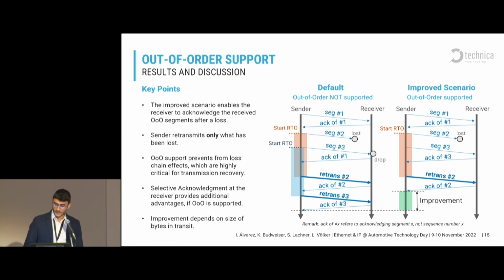This, of course, does not happen in our improved scenario. In this case, the receiver can acknowledge the segments that are sent after this loss. Therefore, the sender only needs to retransmit whatever has been lost and nothing more. Also, selective acknowledgement is another feature that we will explain later, which can give us additional advantages in the case that out of order is supported.